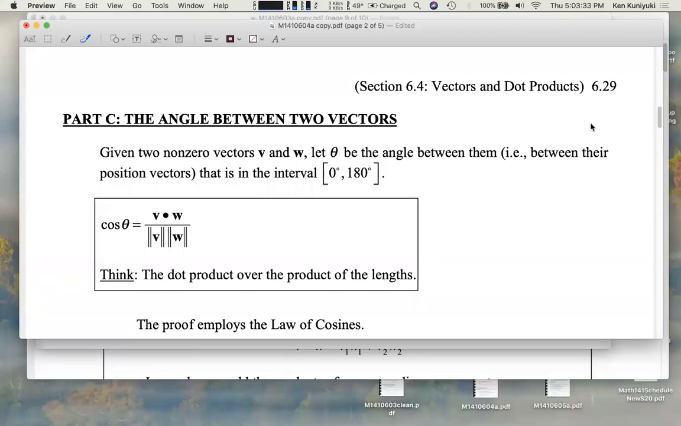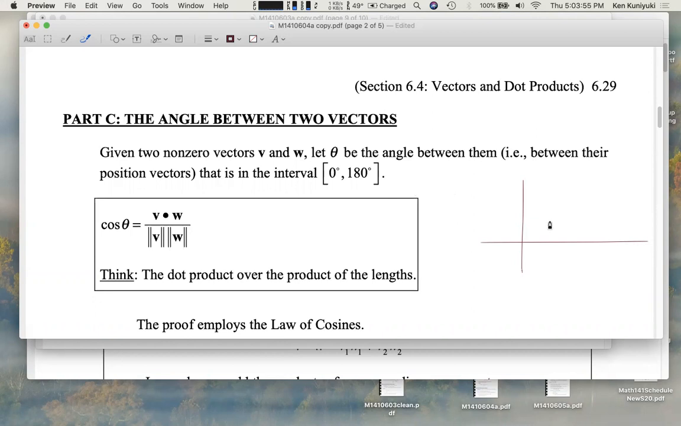Hi everyone, here's a great application of dot products. We can use it to find the angle between two vectors. So let's say that we have two vectors, v and w, neither one being the zero vector, because the zero vector has all angles in a way, right? You can associate any angle to the zero vector.